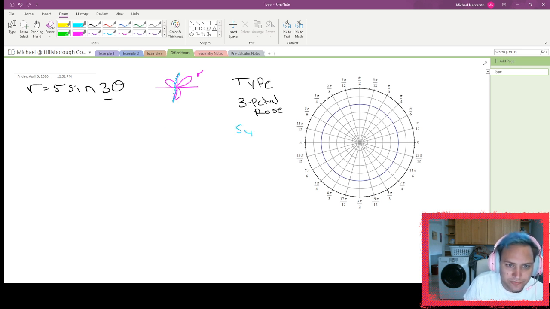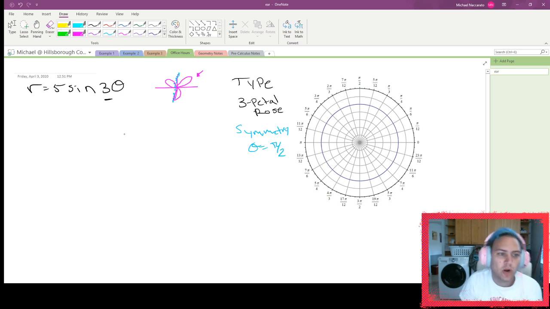So my symmetry is theta equals pi over 2. Great. So I know that everything's going to get reflected across that middle line, that y-axis, as we'll call it. If you wanted to test it, you could. I'm not asking you to do that, though, so we're good there. So let's go ahead then and talk about the first thing, our max R values.